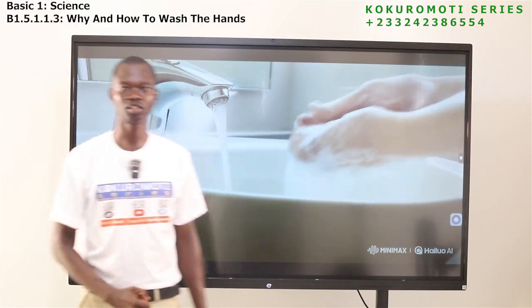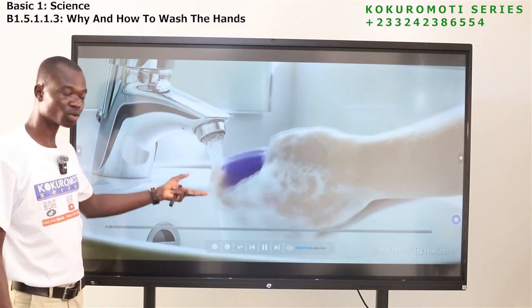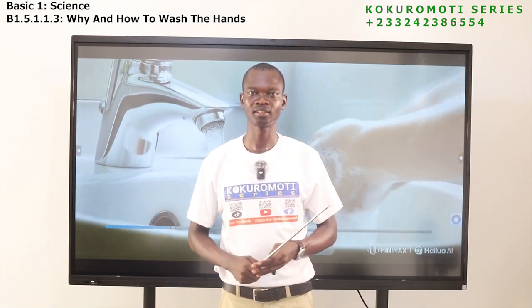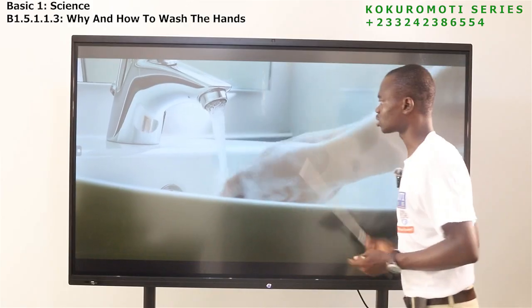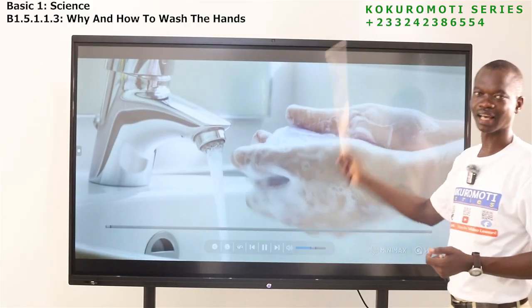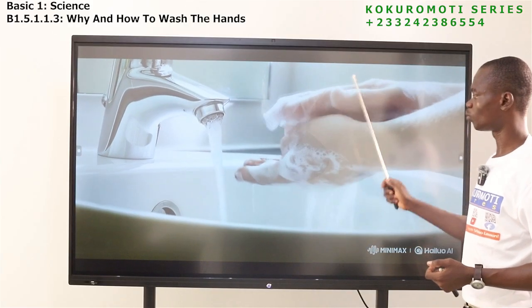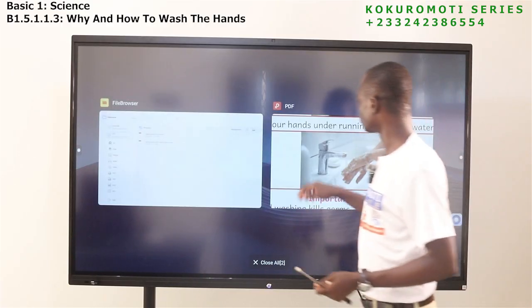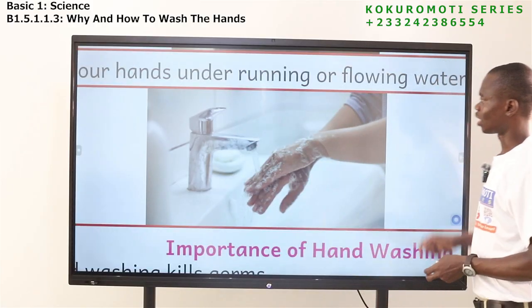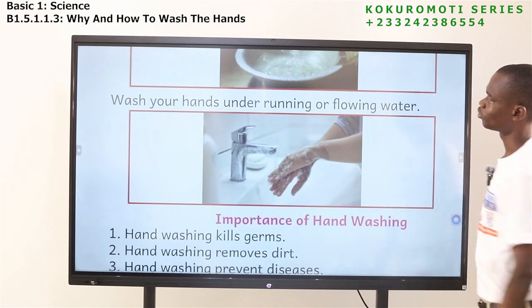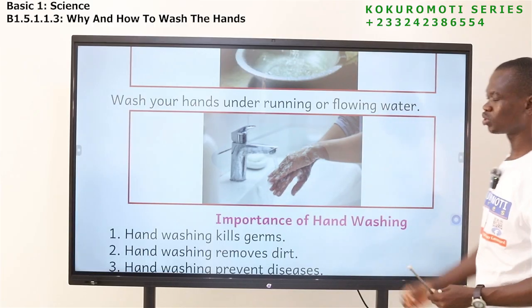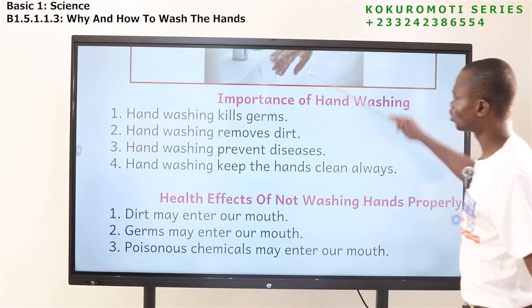Okay, so this one and the first one, which one is the right way for you to wash your hands? Must you wash your hands under running water, or must you wash your hands in a bowl of water? Yes. Okay, the answer is that we must wash our hands under running water, like this, with soap. So we have seen that we need to wash our hands under running water or flowing water. And we must also do that with soap.